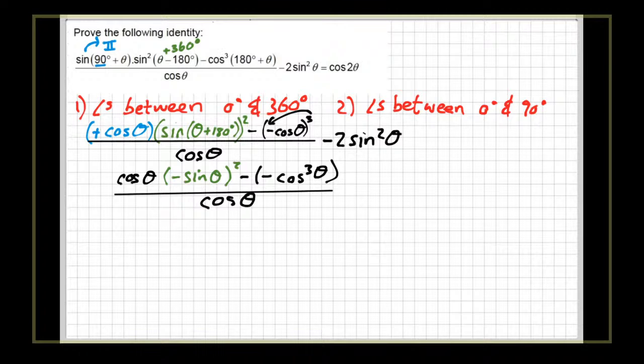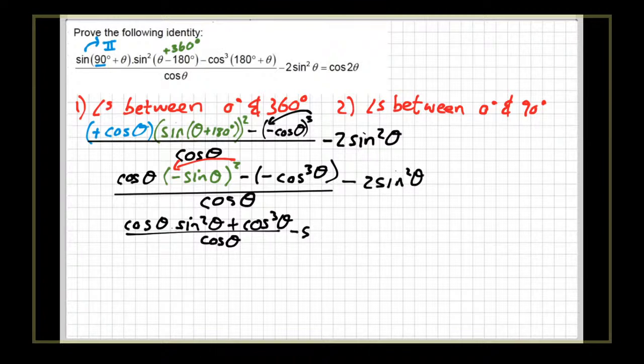The beautiful thing about this is that the square makes that negative a positive. And that's why I move the square outside, because if you don't, you might be tempted to forget that that negative is also squared. So this means I've got cos theta times sin squared theta plus cos cubed theta all over cos theta. And I mustn't forget at the back my negative 2 sin squared theta.